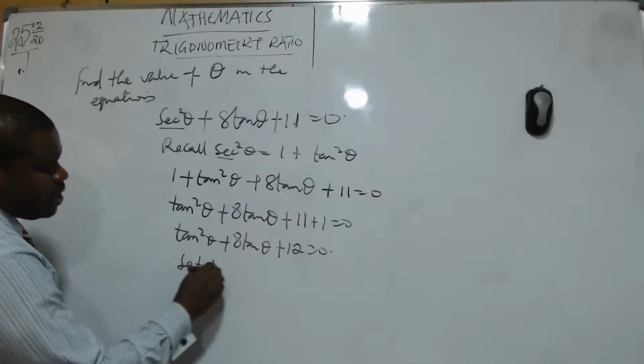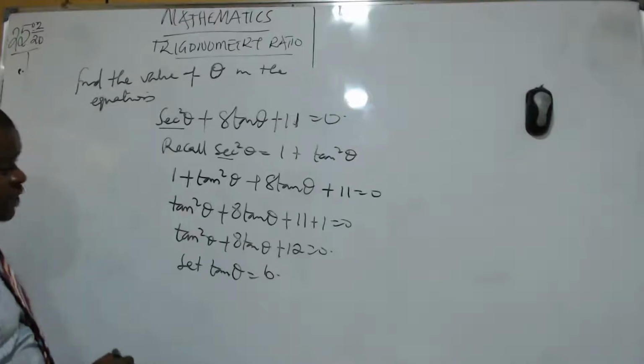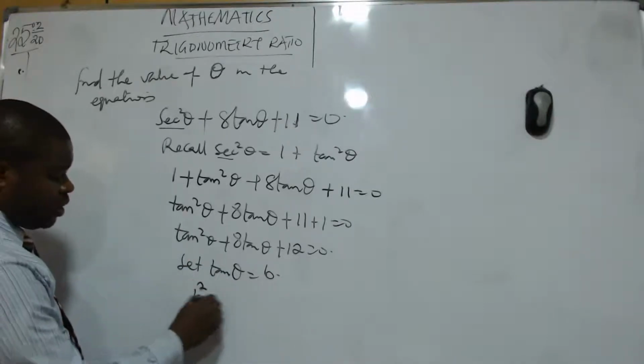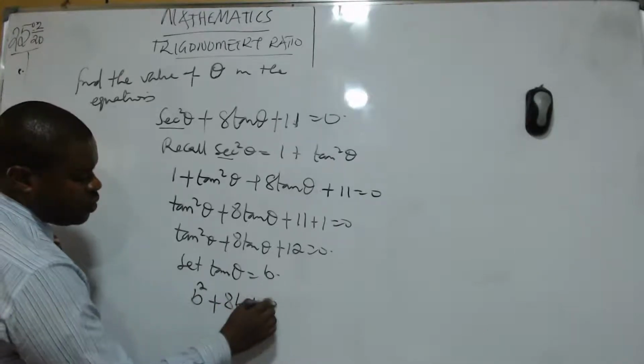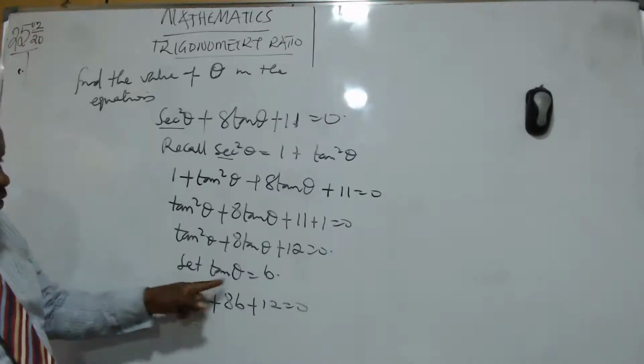Now say, let tan theta be b. So everywhere I see tan theta, what do I put? b. So here I have b squared plus 8b plus 12 equals 0. Right?